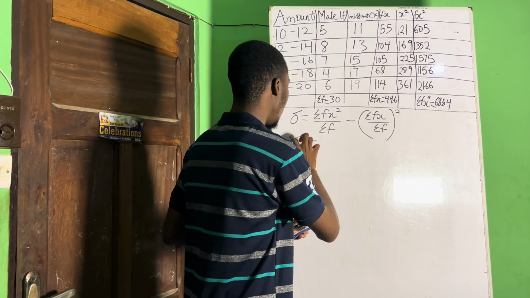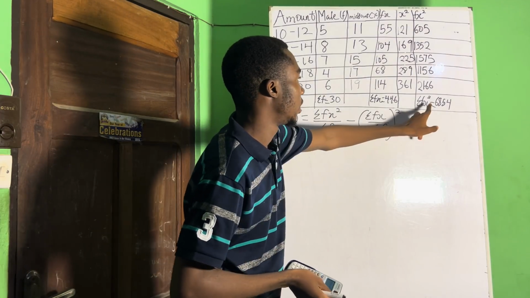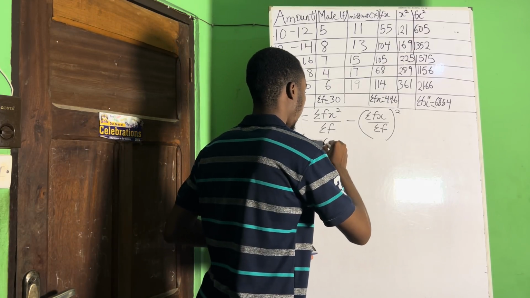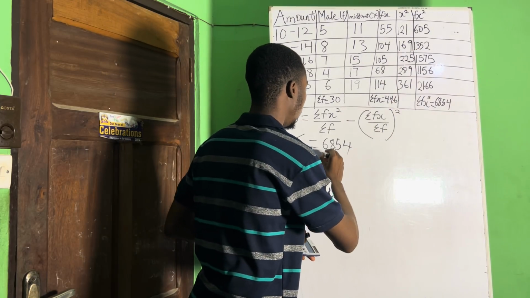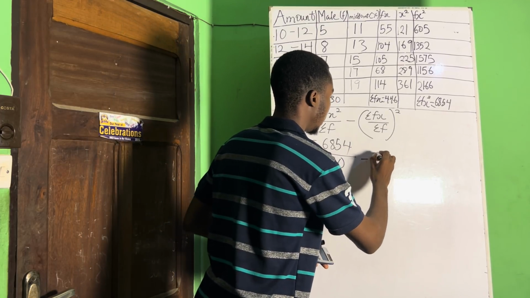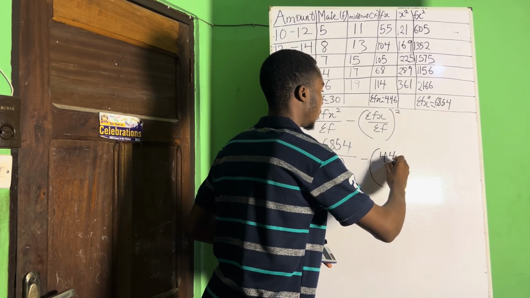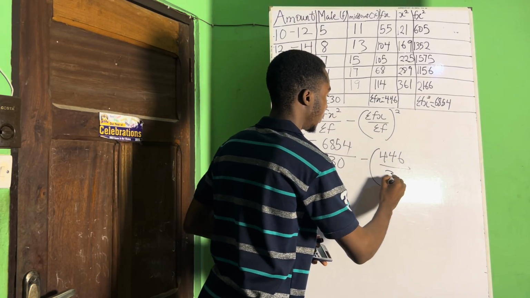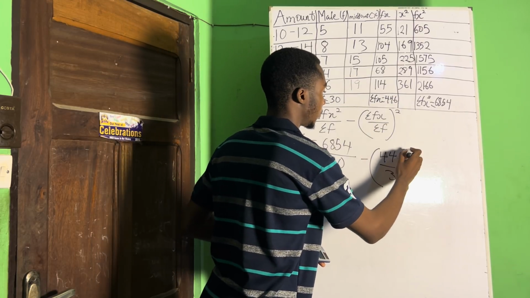So now our standard deviation is equal to, we have the numerator to be sigma fx squared. That's the same thing here, sigma fx squared, so we got 6854. You don't need to square anything again because we already did it here. Then over sigma f, we got sigma f here to be 30. Then minus, in bracket, sigma fx, we got it to be 446 over sigma f. Sigma f, we got it to be 30. So sigma fx was 446, which is here, and sigma f is 30, which is here.